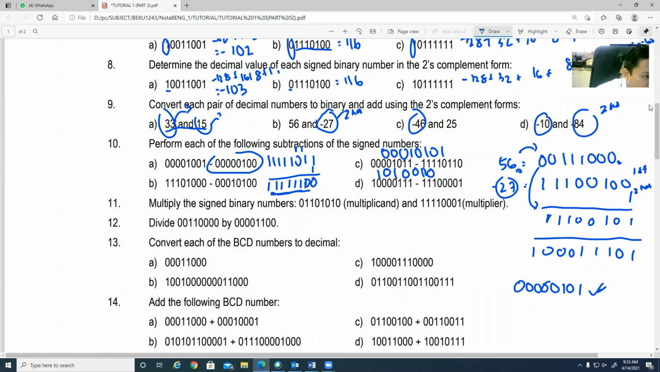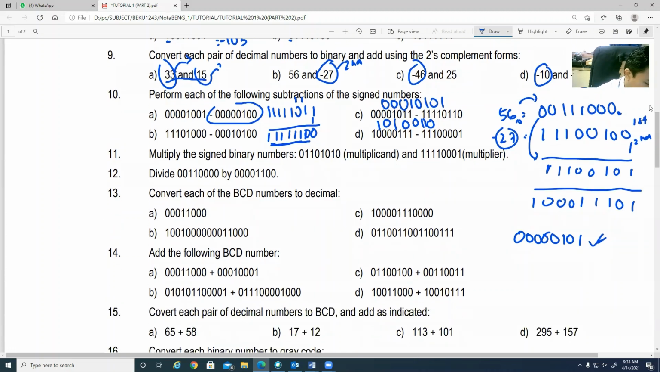Then number 11. Number 11 multiplies the signed binary, 01101010 multiplied with 11110001. You have to multiply now. You have to try this one yourself, because we have a lot of digits. So maybe I just give an example of the answer here. The answer will be 11000110110. You can check. So this is the answer.